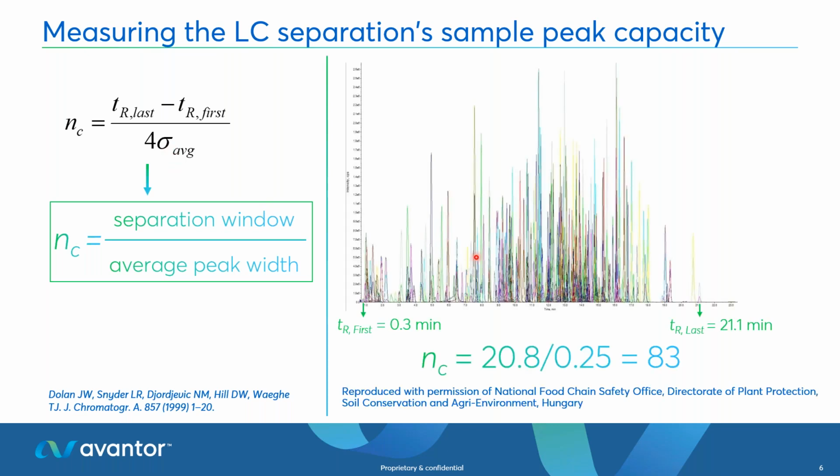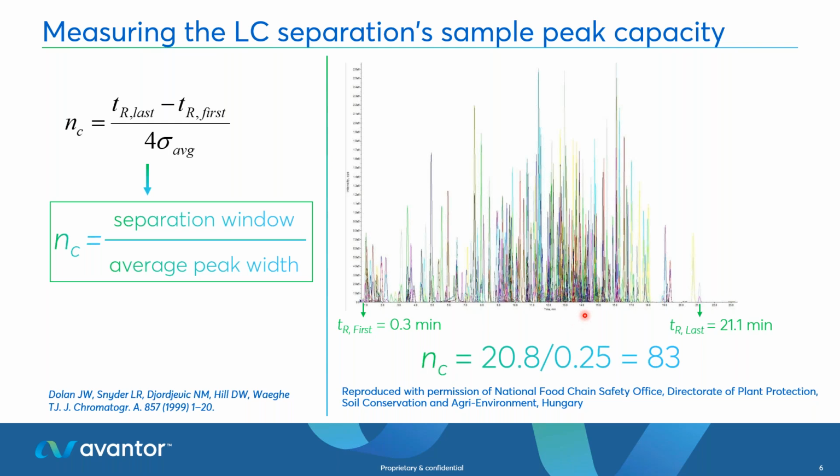So let's take that first chromatogram with the 300 pesticides and calculate the sample peak capacity. Here we take the retention time of the last retained solute and the first retained solute. We subtract those and get 20.8, and we divide that by the average peak width. You don't need to measure every single peak width in this chromatogram. You can use the software output and the result report.